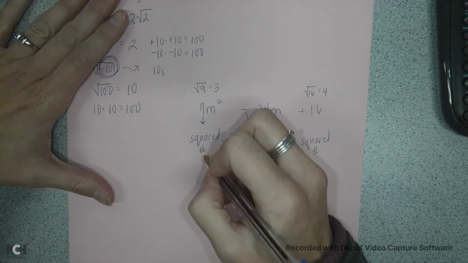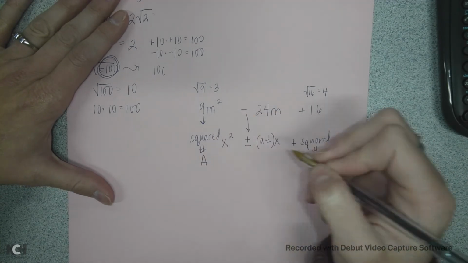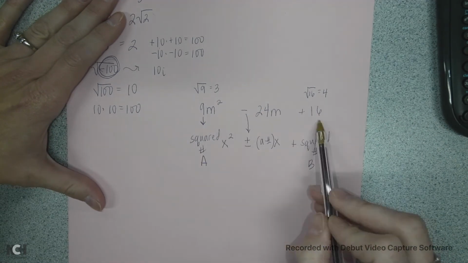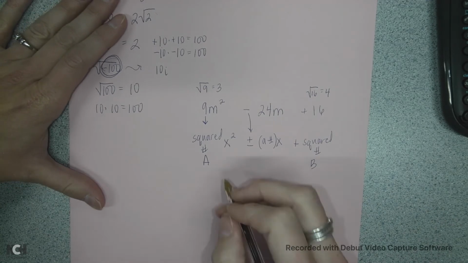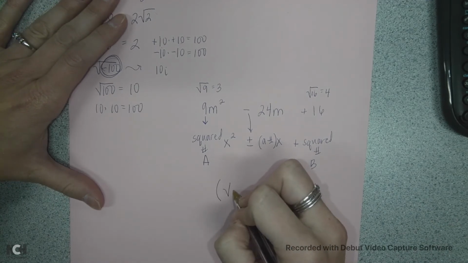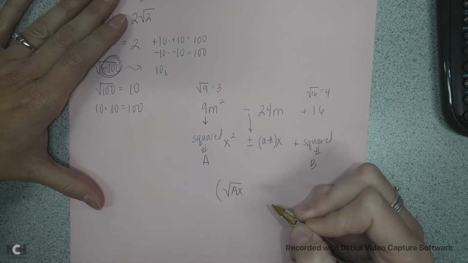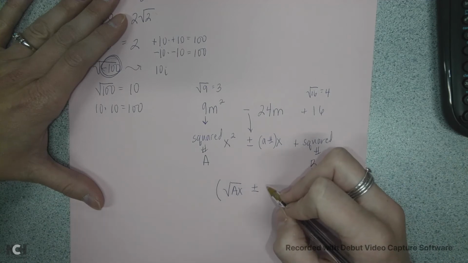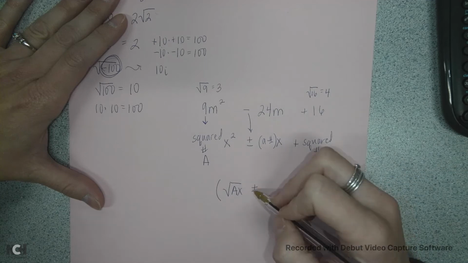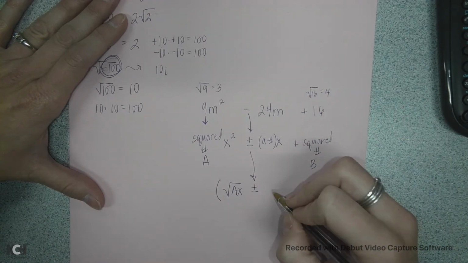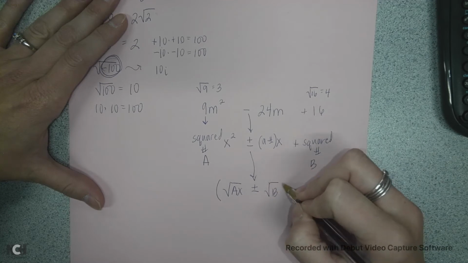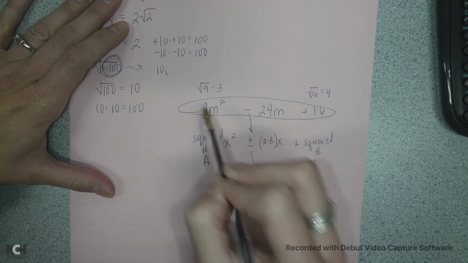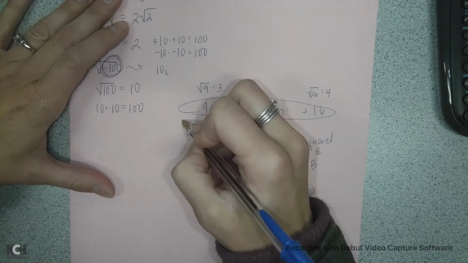Okay, let's just call this leading coefficient A, and we'll call this ending number B. If I wanted to factor this trinomial, I could use my big X, but a shortcut is the square root of your A and your number, and then whatever sign goes here, and then the last bit is the square root of your B value squared. So this trinomial factored is going to be this answer.